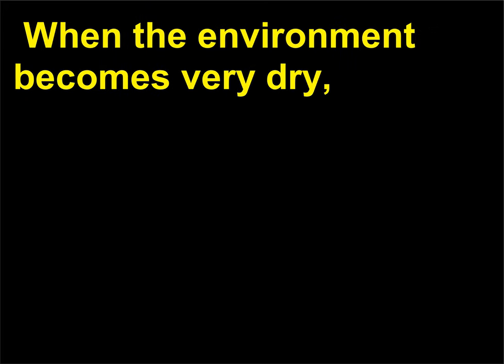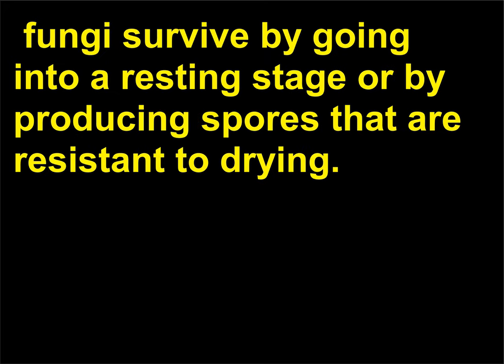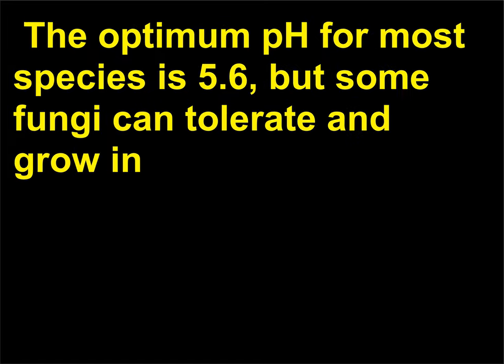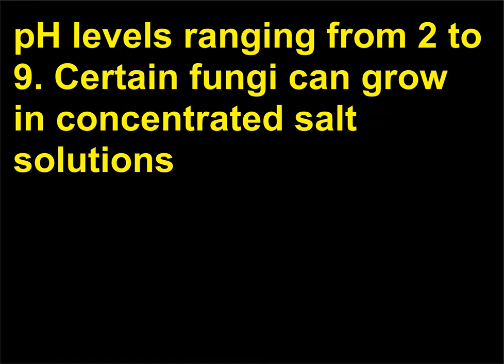When the environment becomes very dry, fungi survive by going into a resting stage or by producing spores that are resistant to drying. The optimum pH for most species is 5.6, but some fungi can tolerate and grow in pH levels ranging from 2 to 9.